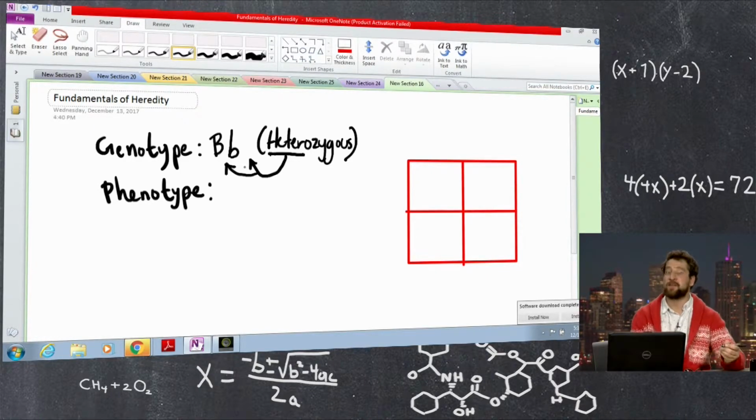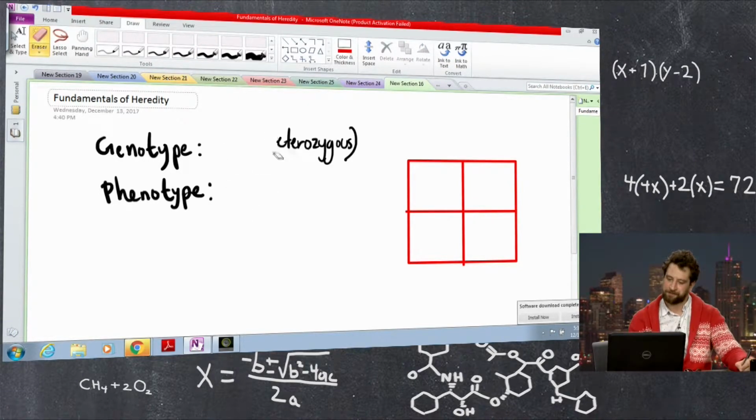But this person's phenotype is, what do they actually look like? What trait do we actually see? Since this person has one dominant trait and one recessive trait, as we talked about before, the dominant trait is going to overwhelm the recessive trait. So this person's phenotype is going to be that they will have brown eyes because there is one dominant gene, and that dominant gene is going to take over. So again, genotype and phenotype. Let's look at another few examples before we get into Punnett squares to wrap up the video.